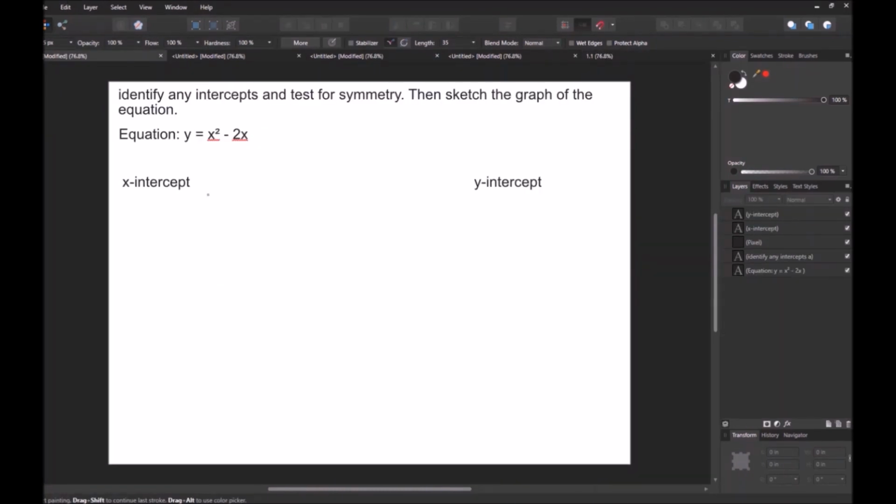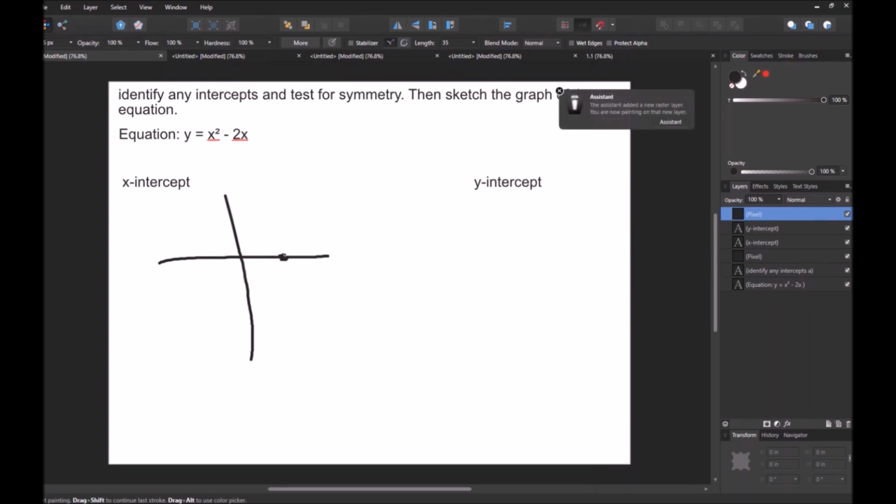Okay, so for this next problem, we're asked to identify any intercepts and test for symmetry, and then sketch the graph of the equation. And the equation we're given is y equals x squared minus 2x. So recall that the x-intercept is the point where the graph crosses the x-axis, meaning in order to find it, we just need to plug in 0 for y, because if it's crossing the x-axis at a point, our y value is going to be 0.